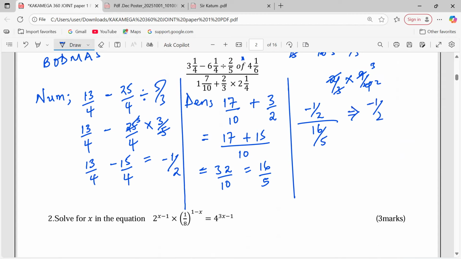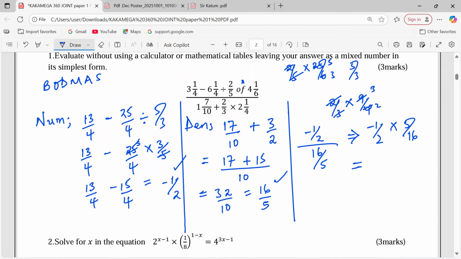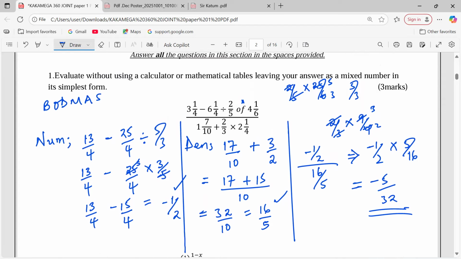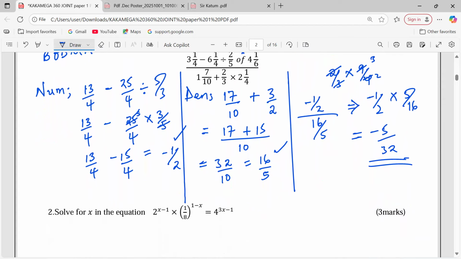Negative 1 over 2. I've now combined what I got from the numerator and what I'm getting from the denominator. Dividing by 16 over 5 means multiplying by 5 over 16. So this shall be negative 5 out of 32. And this becomes our final answer. Unless we've made a mistake somewhere, this is not a mixed number. It is negative 5 out of 32.